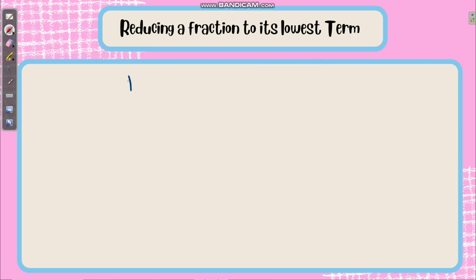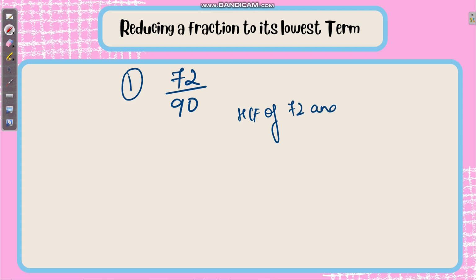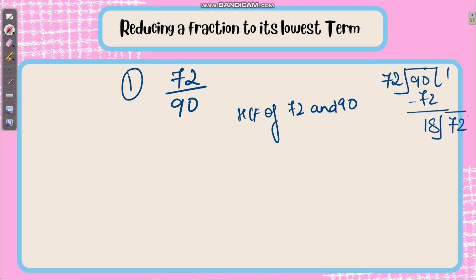Let's take one more example, that is 72 upon 90. I want to find the simplest form, so I'll take the HCF of 72 and 90. The best way is long division. 90, 1 times 72, you subtract and you get 18. Then 72 by 18: 4 times 18 is 72, you subtract. As soon as you get 0, whatever is the divisor is your HCF. So the HCF here is 18. You divide both by 18. 72 divided by 18 is 4, and 90 divided by 18 is 5, so 4 by 5 is your answer.